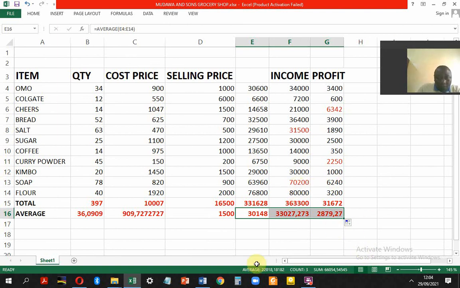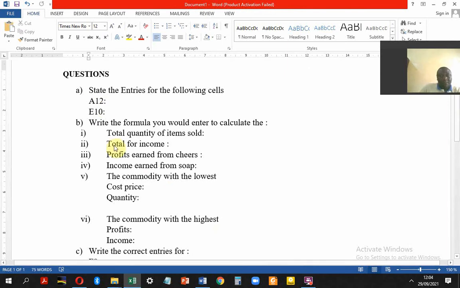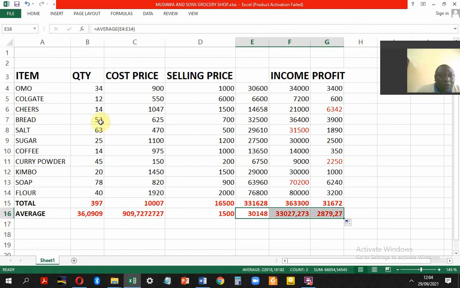Okay, so when you get to this question here, we are now getting this question. State the entries for the following cells. A12. So A12, you come and look for A12. This is A, and then we have numbers. We have the letters here, then we have the numbers here.